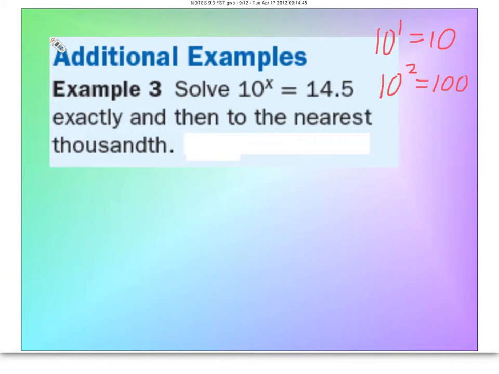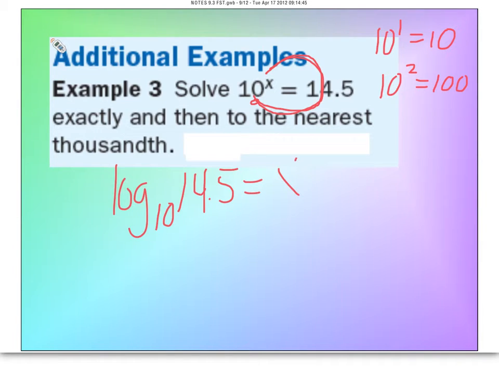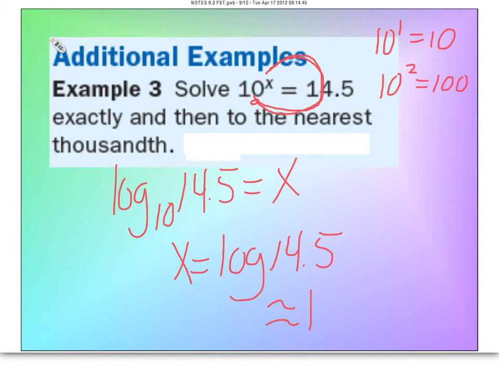So to solve this, remember it's exponent base 10. So it's going to be log base 10 of that equals this. Again, every time you move, you cross over the equal sign. So log base 10 of 14.5 equals x. Again, on the calculator, it's just the basic log button and hit 14.5. When we do that, we get approximately 1.161. So my guess of 1.2 was pretty darn close.